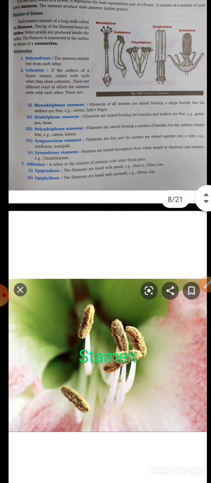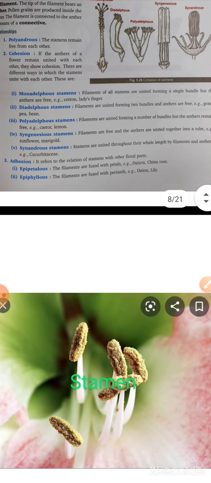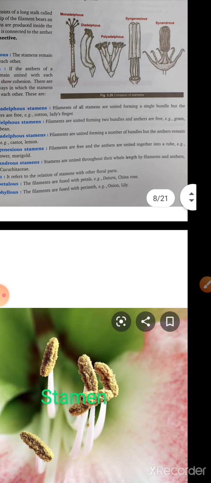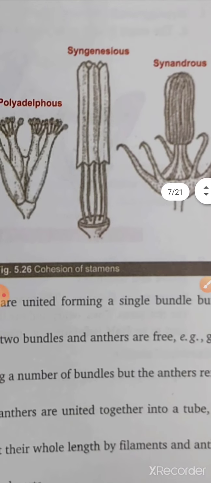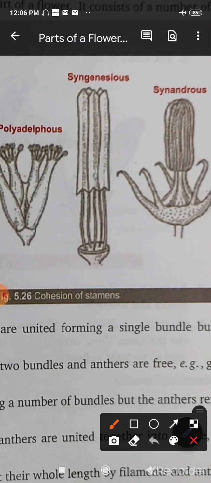The next is the syngenesious stamen. Filaments are free and the anthers are united together. Now this is a different situation, as you see in the diagram here. Here you see each filament, 1, 2, 3, 4, 5. So we can count 5 filaments here, and each filament is free from the others.